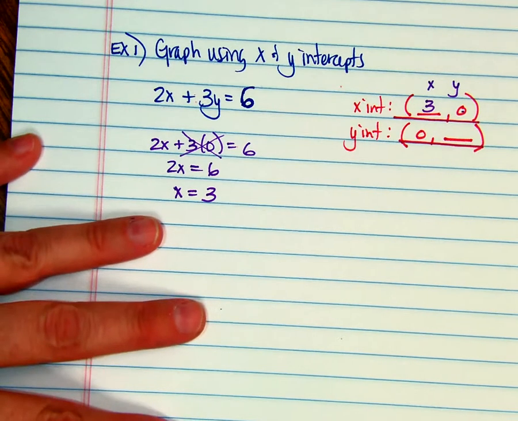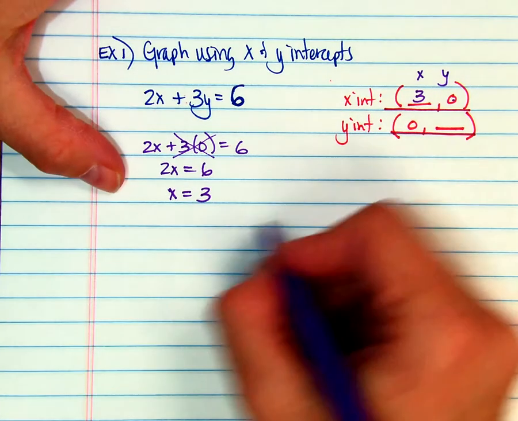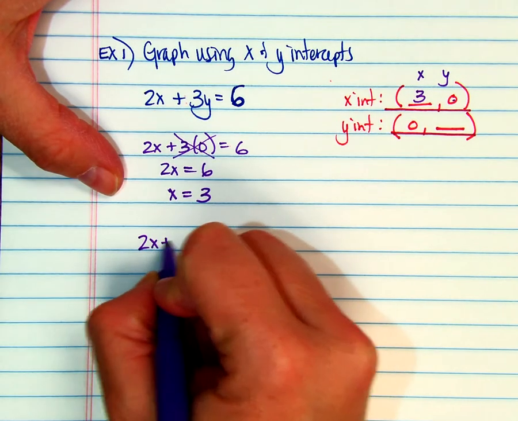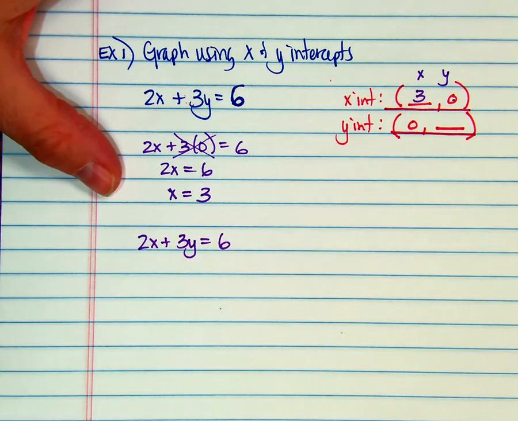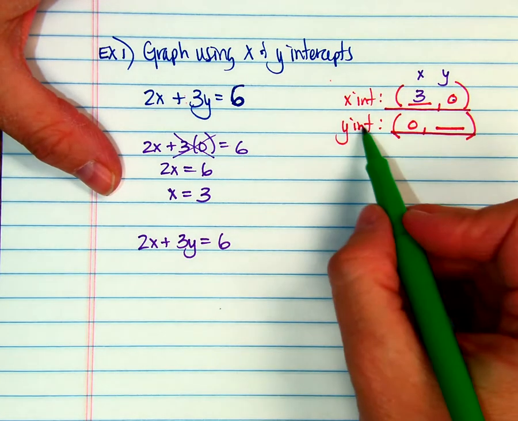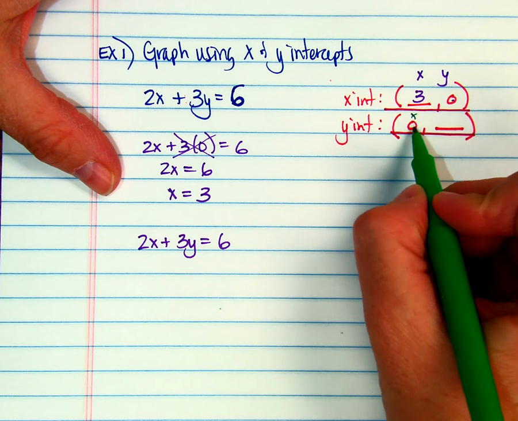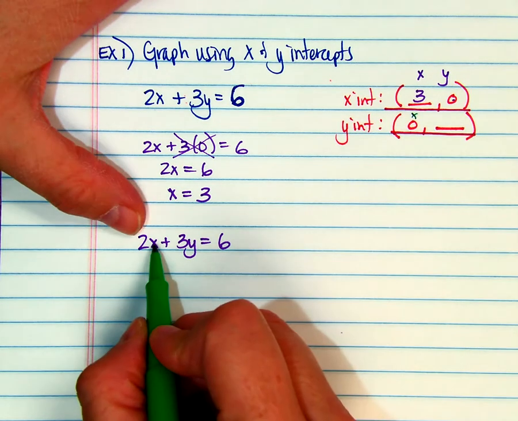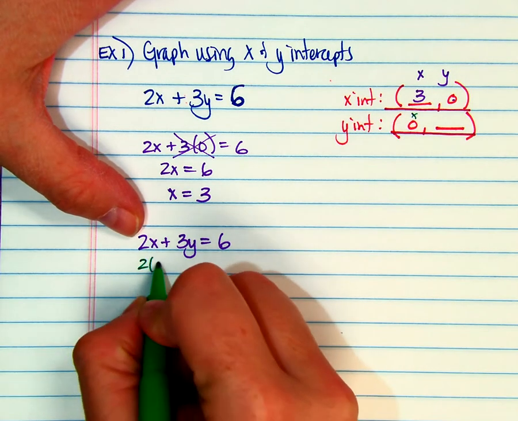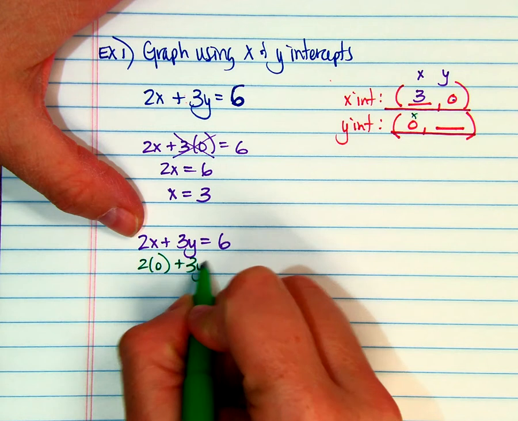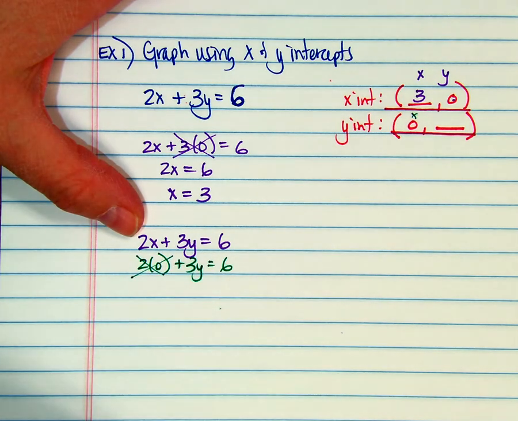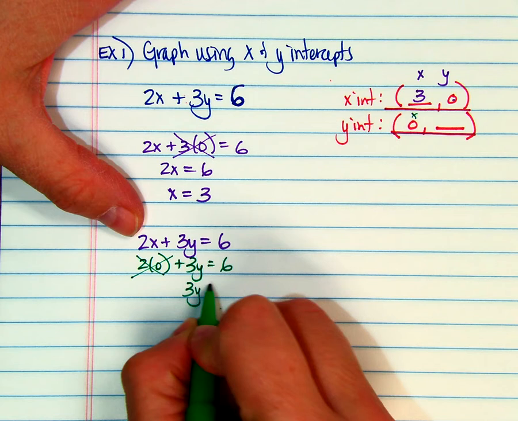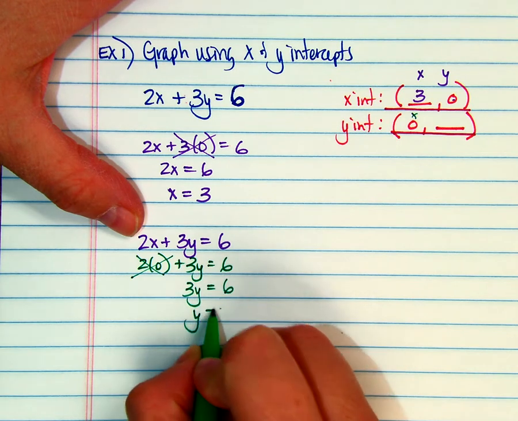I'm going to do the same thing to find my y-intercept. I'm just going to write the problem down again so you can see what I'm doing. But now to find the y-intercept, the x has to be 0. So that means that the x term goes away, and you're left with 3y equals 6, so y equals 2.